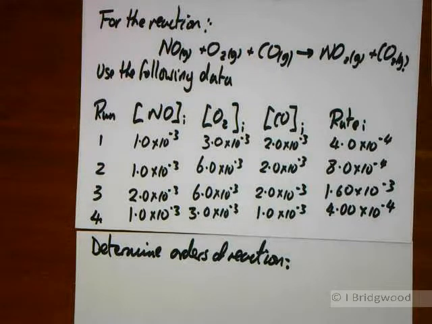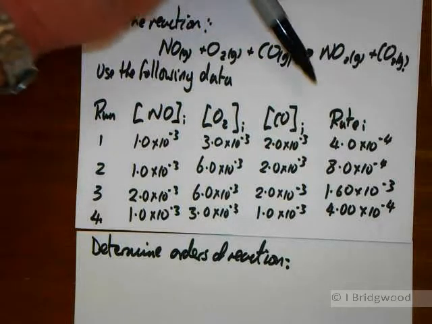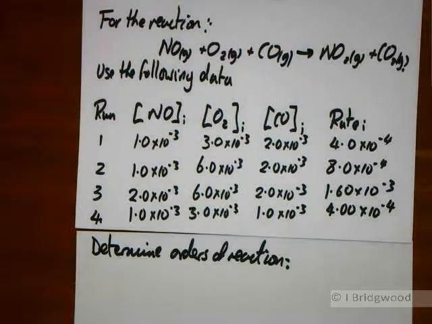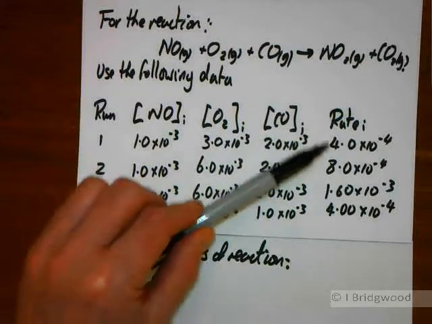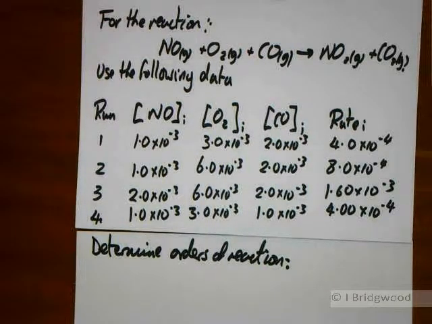You'll notice that we have initial rates of reaction and initial concentrations. Now we have that because we may be following this rate by monitoring the change in the concentration of one of these species, but the other two species we certainly don't know the concentrations of at any point apart from the beginning of the reaction. So that's why we're looking at initial rates for this.